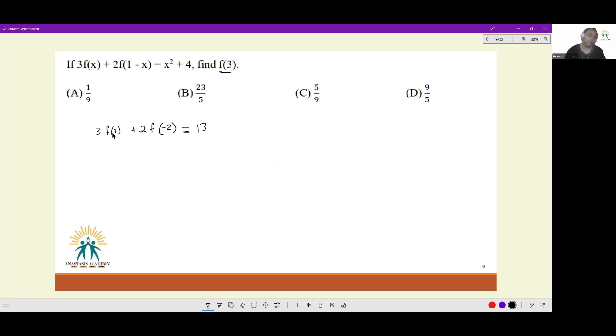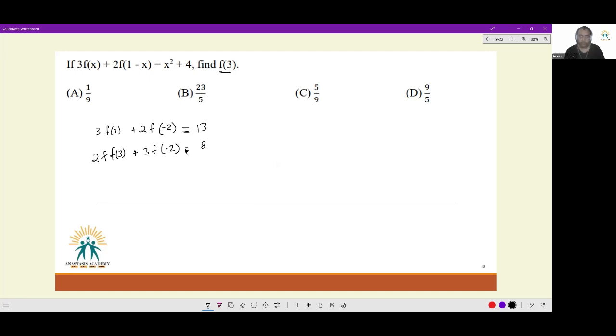We are looking to find the value of f3. But there is another unknown involved, f of minus 2. So this time put down x equal to minus 2. So we'll get 3 times f of minus 2 plus 2 times f of, see this wonderful thing, 1 minus minus 2 is 3 only, f3, and this is equal to minus 2 whole square is 4, 4 plus 4, 8.